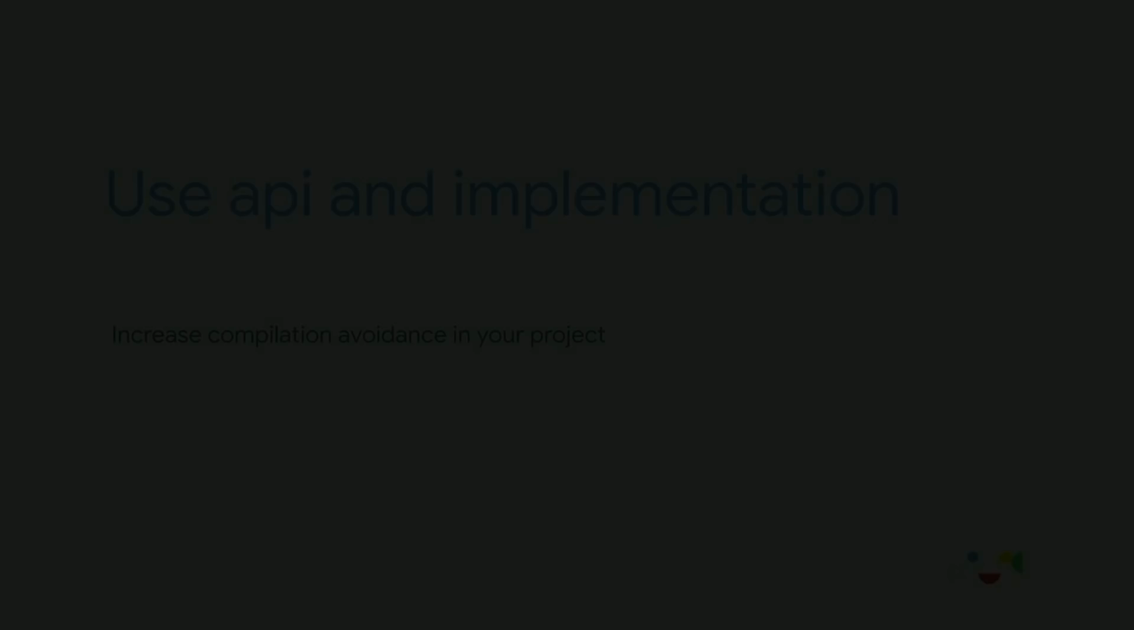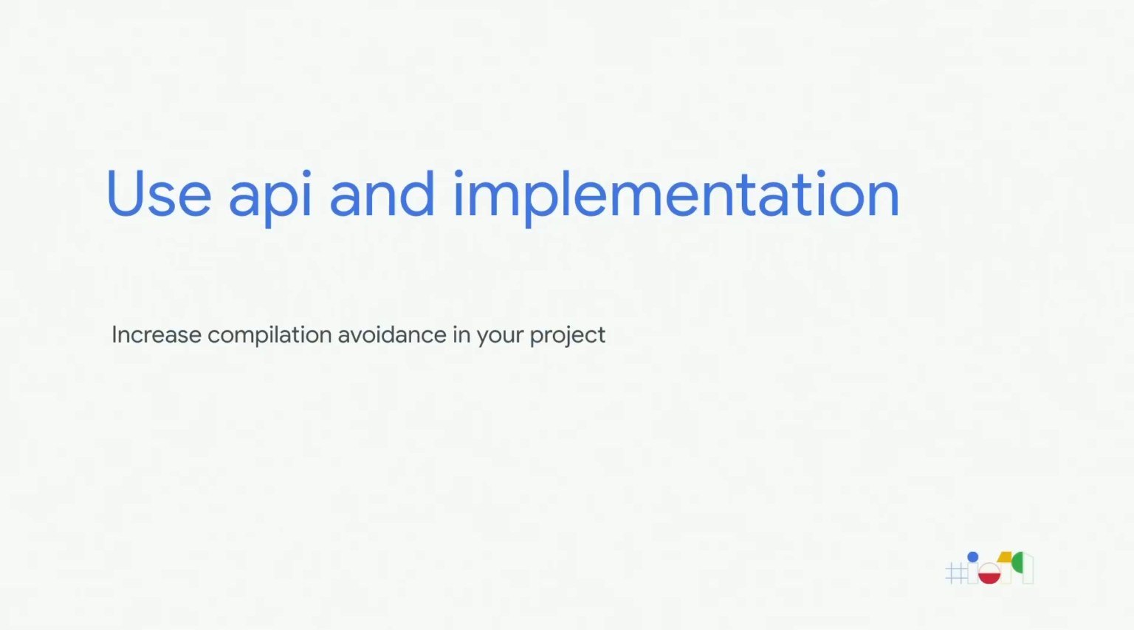We introduced the concept of API and implementation over 2 years ago. It allows you to specify your dependencies as implementation details, which essentially helps with the compilation avoidance that I mentioned before. If you want to learn more about that, there's a recording from yesterday of the talk that Zav did.